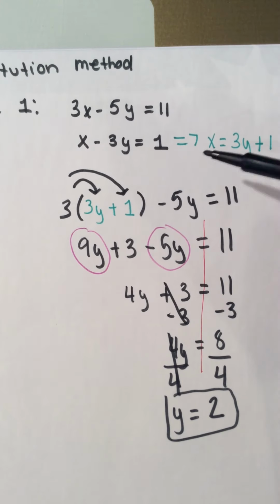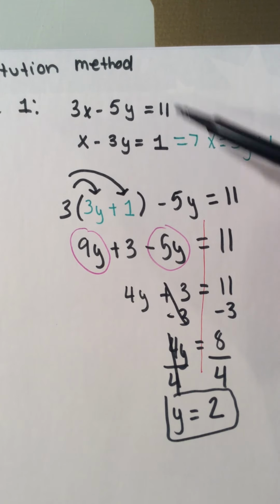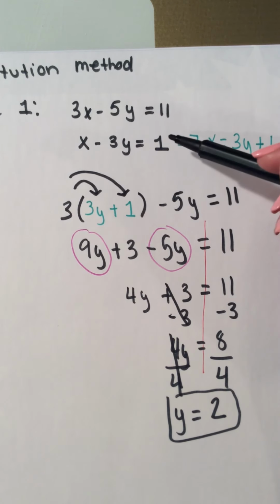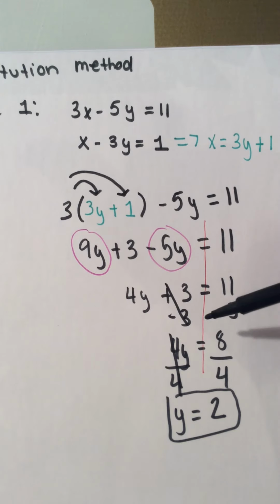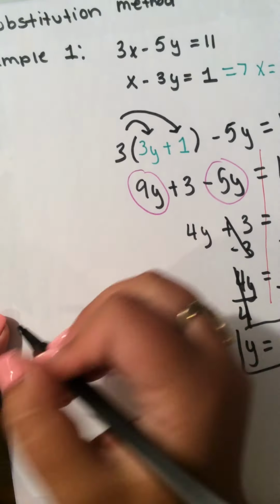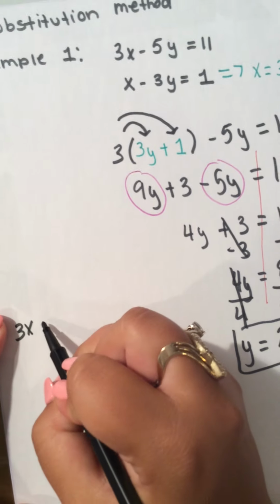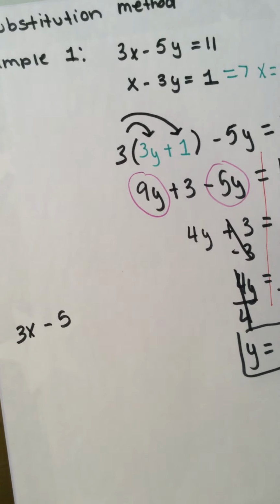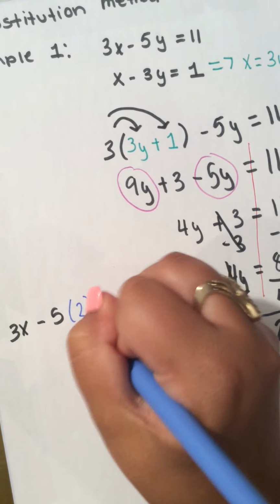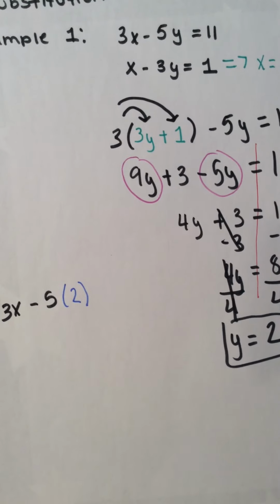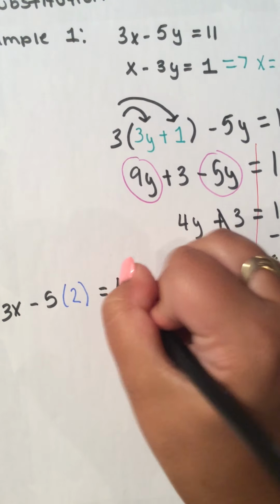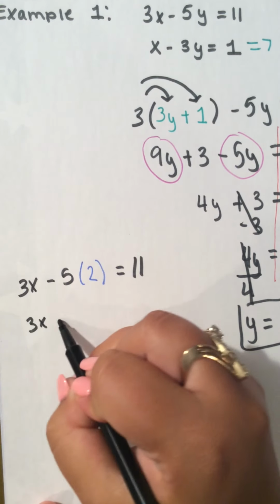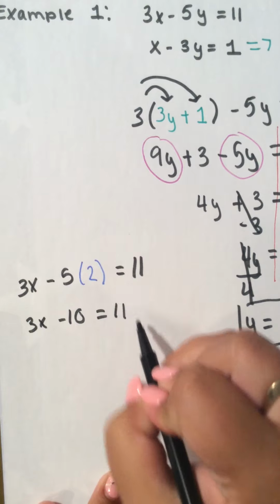Now I'm going to go back and substitute it into one of these two equations to find x. I'm going to pick the top one, and wherever I see a y, I'm going to substitute a 2. So I'm going to have 3x minus 5, and instead of writing a y, I'm going to substitute a 2. I'm using a different color so you can see that I am substituting a 2, and this equals 11. Let's simplify this. 5 times 2 is 10, so I have 3x minus 10 equals 11.